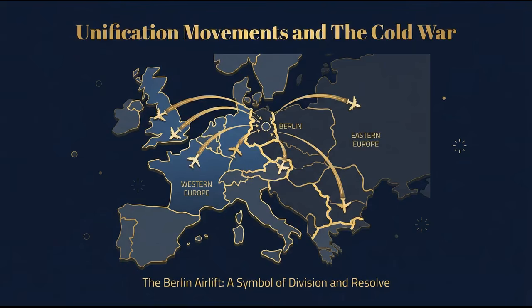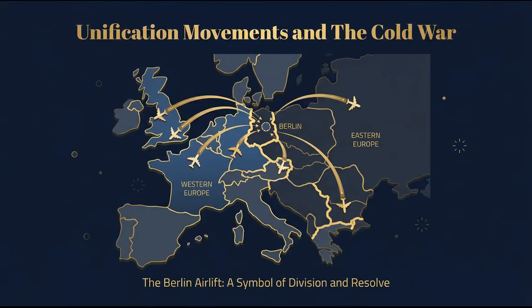Lesson 4: Unification Movements and the Cold War. We conclude our historical fundamentals by looking at how modern states were forged and later divided. In the 19th century, both Italy and Germany underwent major unification movements. A key similarity between Italian and German unification was that both relied on strong state leadership, powerful nationalist ideology, and military conflicts, including wars against Austria. For Italy, this was led by Cavour and Piedmont, while Germany was unified under Bismarck and Prussian leadership.